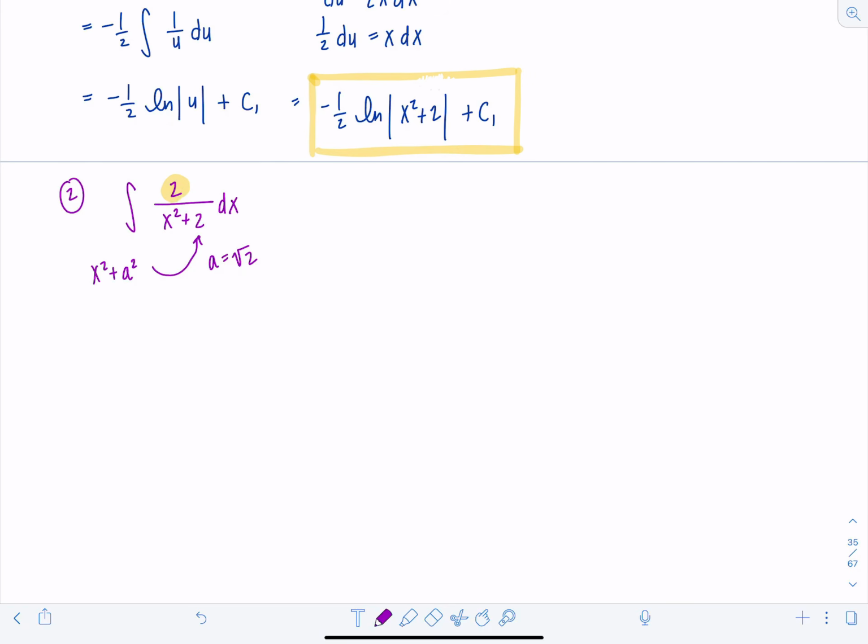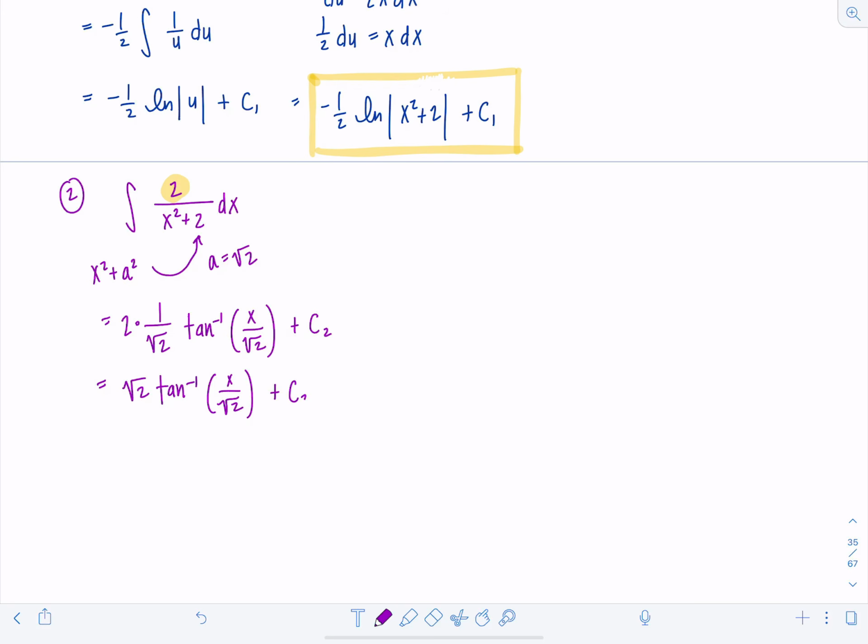So we have 2 times 1 over a, so 1 over root 2, and then tan inverse of x over root 2, x over a, plus C2. And then 2 divided by root 2, that simplifies, that's just root 2 times tan inverse of x over root 2, plus C2.